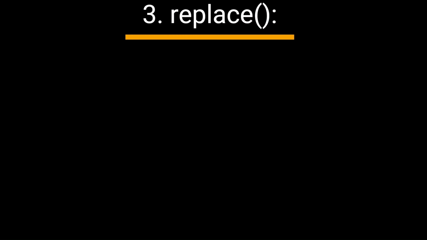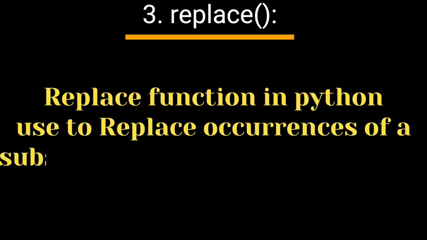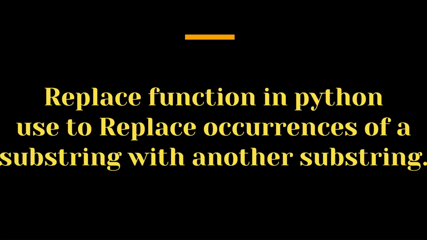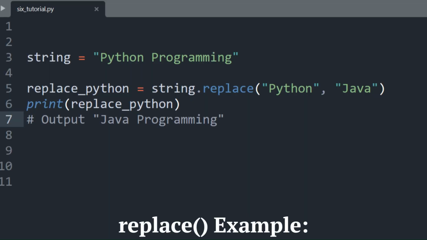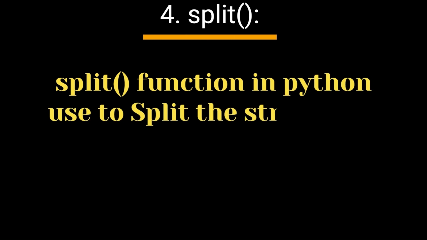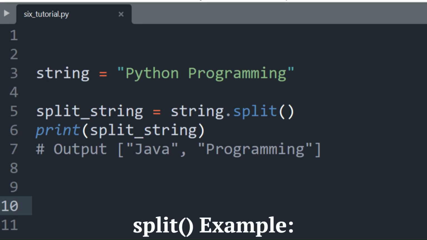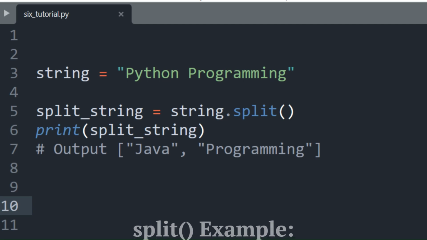3. Replace function in Python. The replace function in Python is used to replace occurrences of a substring with another substring. Here is the example. Run the Python file to see the expected result. 4. Split function in Python. The split function in Python is used to split the string into a list of substrings based on a delimiter. Here is the example. Run the Python file to see the expected result.